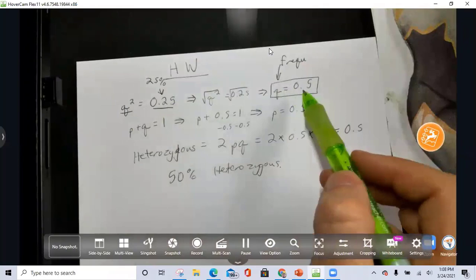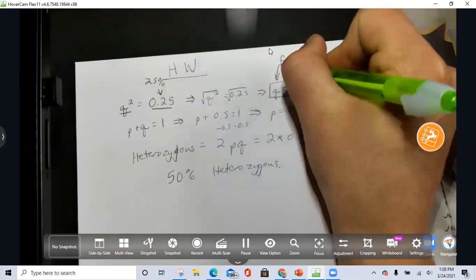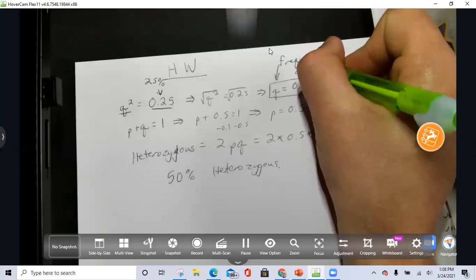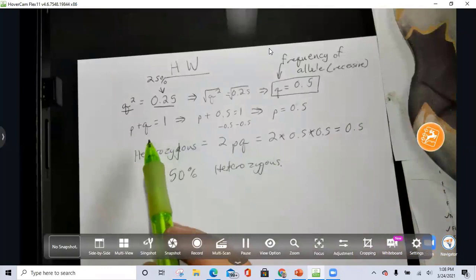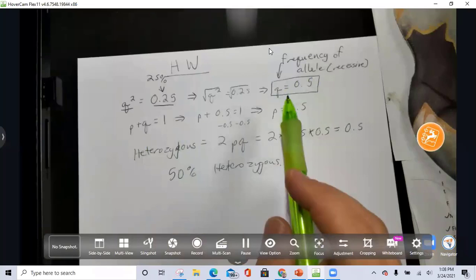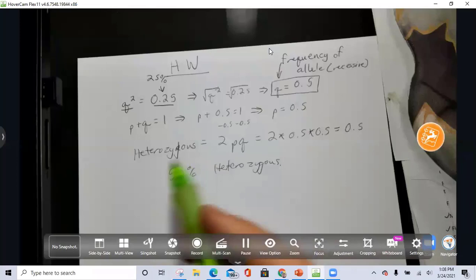So that's, remember, the frequency of the recessive allele. That was the first part. The frequency of the allele is just going to be 0.5. That's the first answer. The second answer is asked for what percentage were heterozygous? Call this A, call that B.